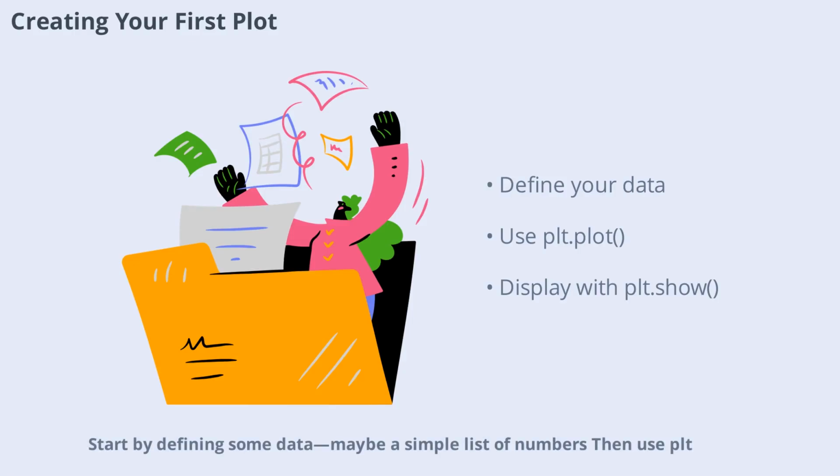Start by defining some data, maybe a simple list of numbers. Then use plt.plot to draw a line chart. Finally, call plt.show to display the plot window. This basic workflow, prepare data, plot, and show, is the foundation of all Matplotlib visualizations. Even with just a few lines of code, you can quickly see your data in action.